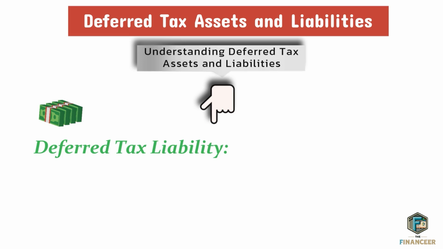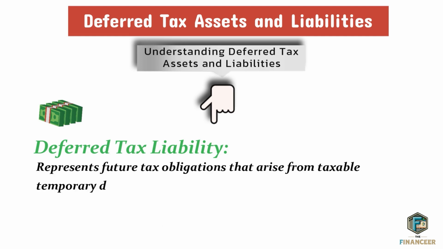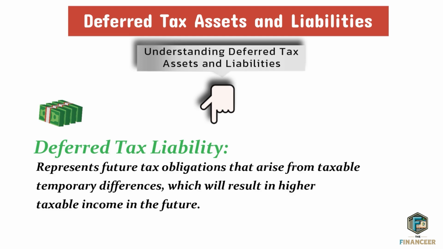On the other hand, deferred tax liability represents future tax obligations, which means that you are going to pay more tax in future that arise from taxable temporary difference. So look at the word taxable. Once you see the word taxable temporary difference, immediately you have to understand that this will be translated to deferred tax liability, which will result in a higher taxable income in future.